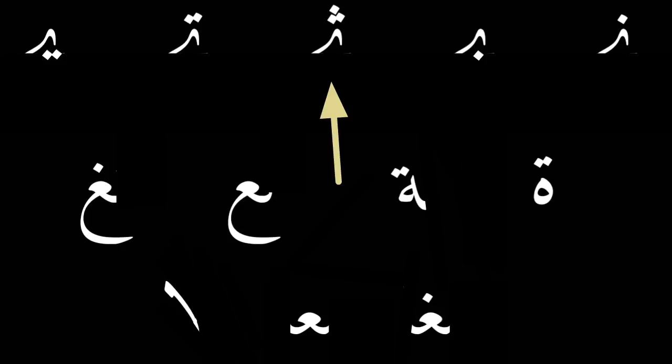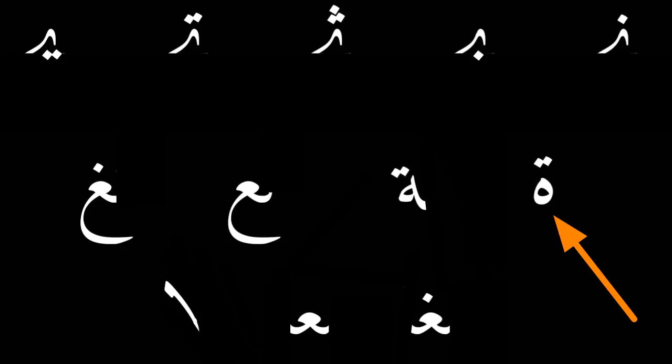Now this is a tha. It's the same as before, but with 3 dots on top. This is a ta. Again, it's the same as before, but with 2 dots on top. This is a ya. 2 dots underneath is always a ya.